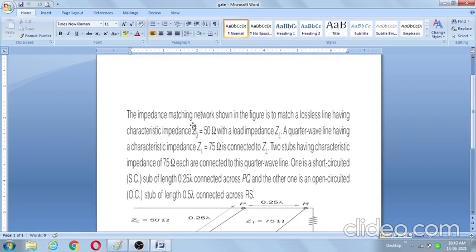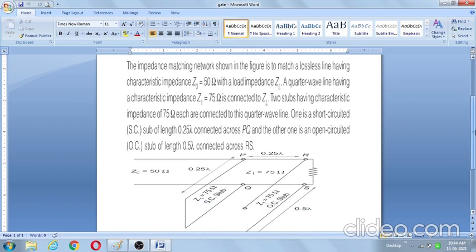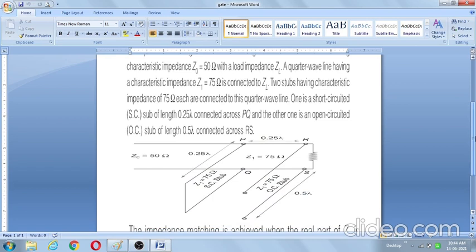Here, the impedance matching network shown in the figure is to match a lossless line having characteristic impedance 50 ohms with a load impedance ZL. A quarter wave line having a characteristic impedance Z1 equal to 75 ohms is connected to ZL. Two stubs having characteristic impedance 75 ohms each are connected to the quarter wave line. One is a short circuited stub of length 0.25 lambda connected across PQ, and the other one is an open circuited stub having length 0.5 lambda across RS.